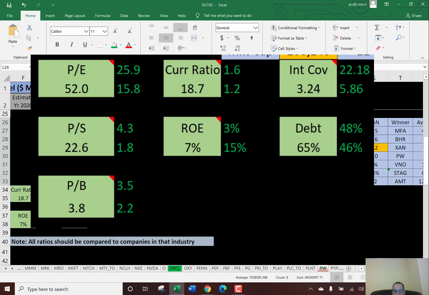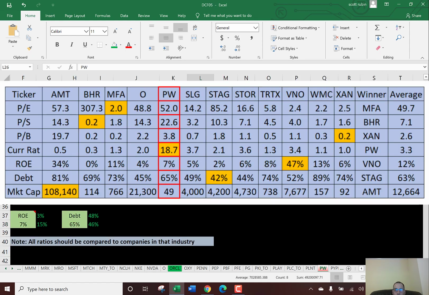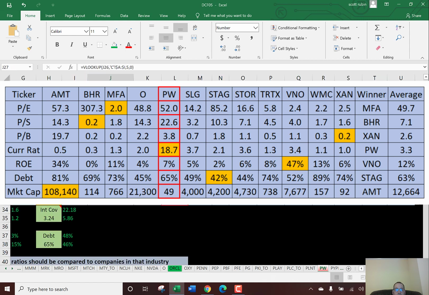And we've done 12 REITs since I started this channel. And this is all the REITs I've looked at. So I have all the information readily available. Power REIT has a really bad PE ratio, even compared to its competitors. There are some with worse PEs, but a lot have pretty good PEs, under 10. Price to sales ratio, they're definitely higher than average. Average is 7.1, they're at 22.